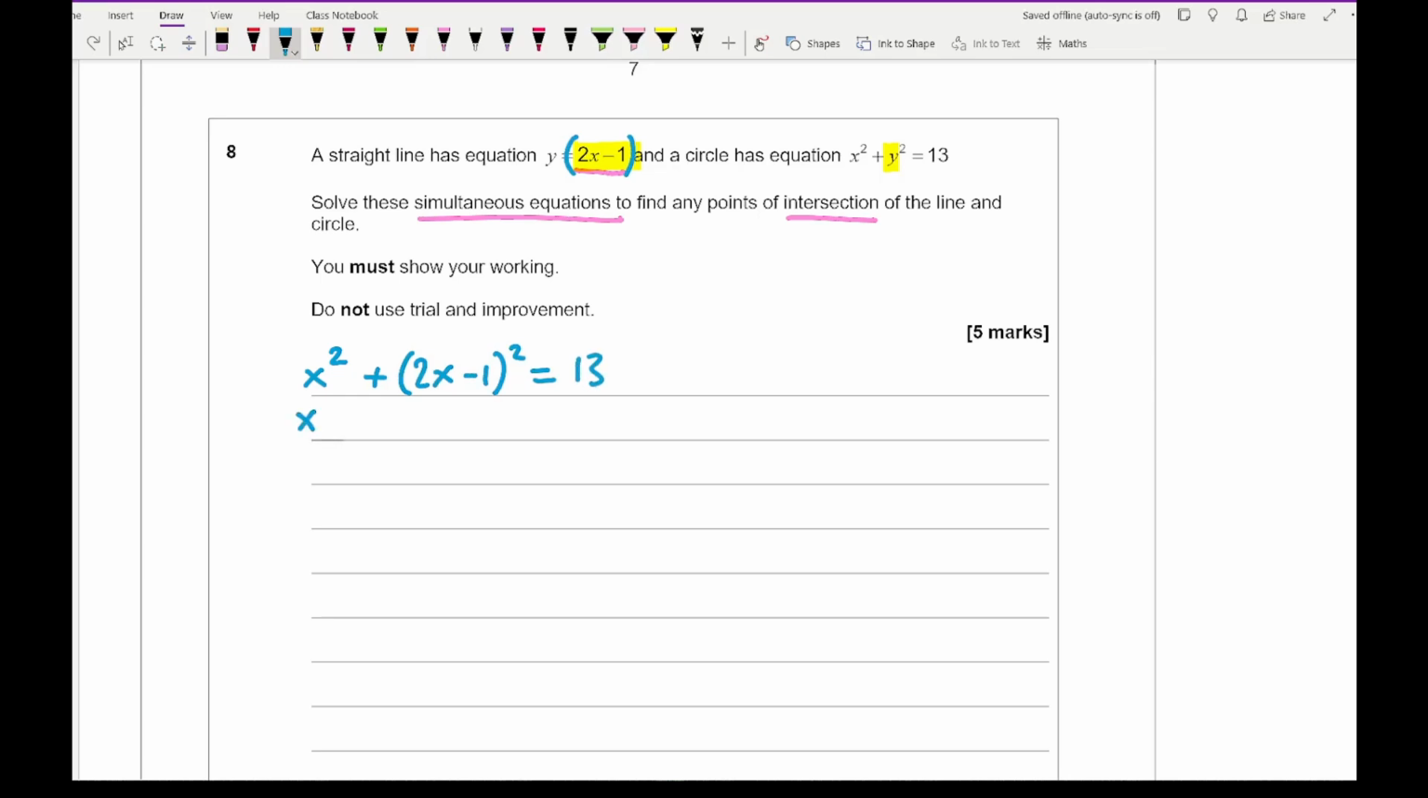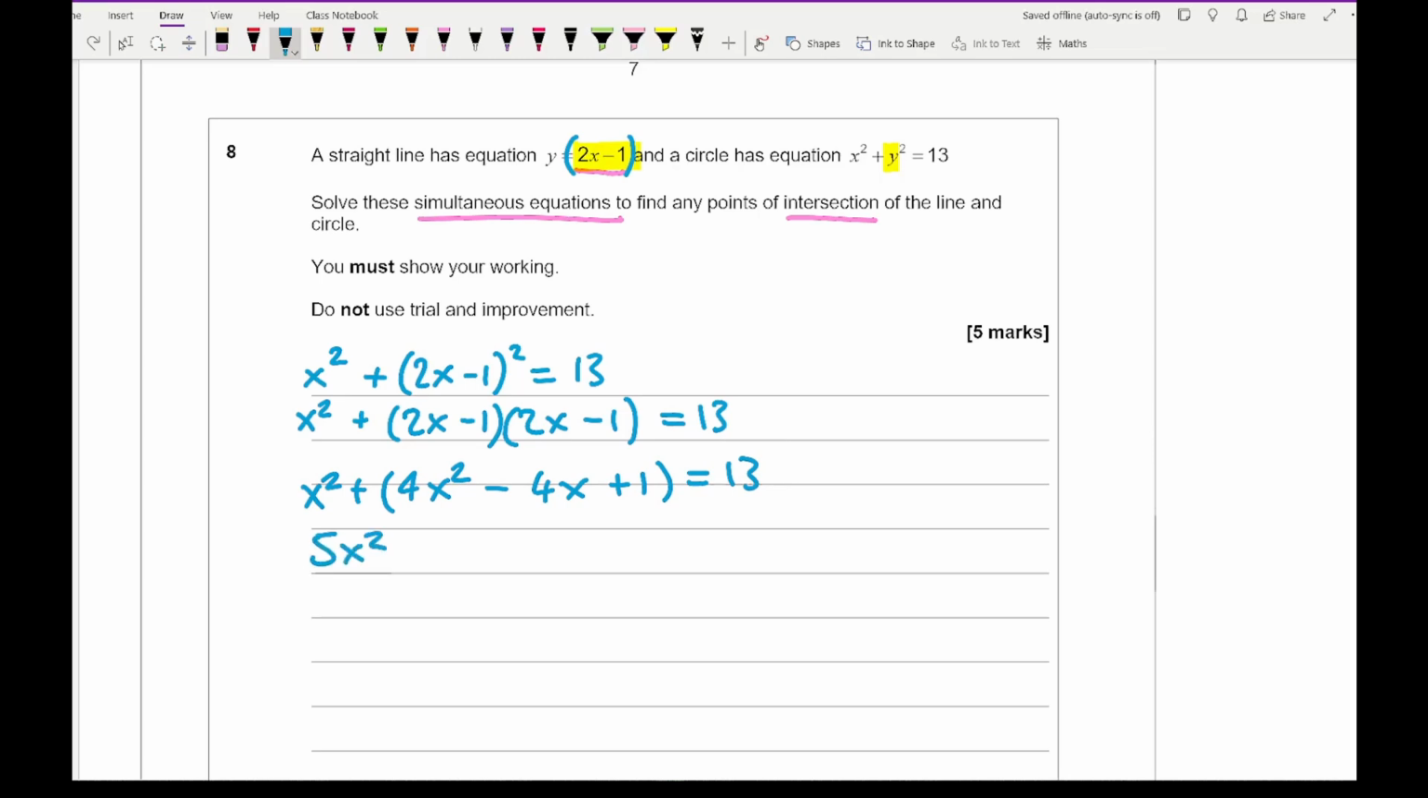So then expanding the brackets out, I get (2x minus 1)(2x minus 1) equals 13. So x squared plus, and it's going to be 4x squared minus 4x plus 1 equals 13. So then end up with 5x squared minus 4x plus 1 equals 13, and then making it equal to 0, 5x squared minus 4x minus 12 equals 0.